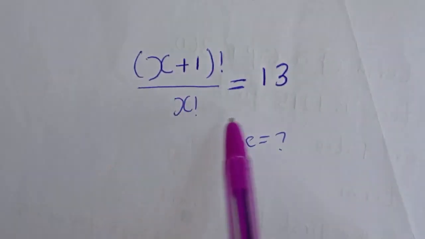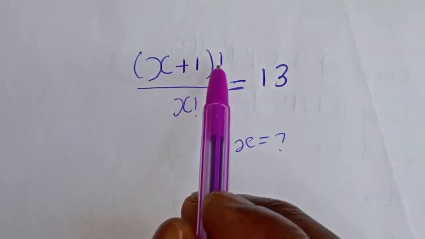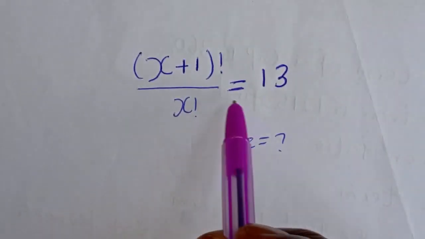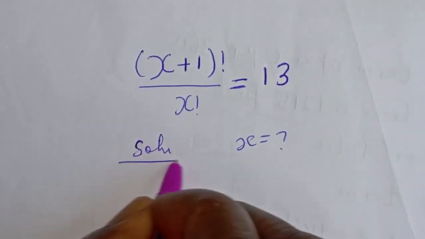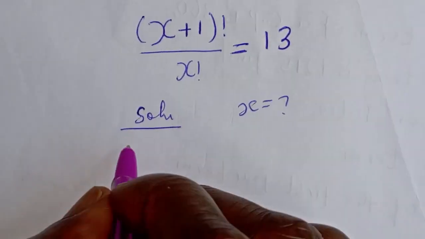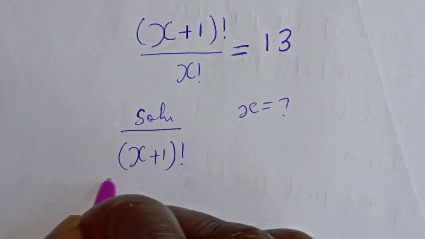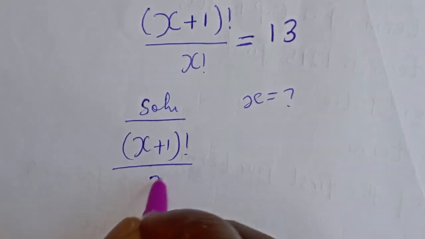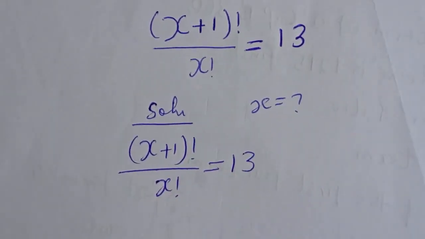In this class, we want to find the value of s from this beautiful factorial problem. S plus 1 factorial divided by s factorial is equal to 13. Solution. S plus 1 factorial divided by s factorial is equal to 13.